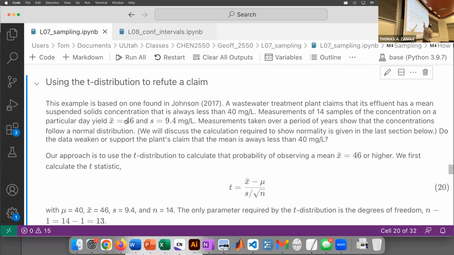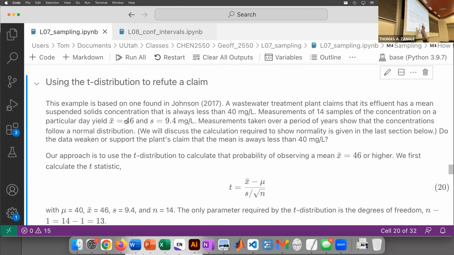I mean, from the outset, you might say it doesn't seem likely, right? Kind of intuitively, it seems like it's not likely that the actual average of the suspended solids concentration is less than 40 milligrams per liter, right? Because we measured 46 milligrams per liter, right? So it seems like the actual mean is probably greater than 40 milligrams per liter. But what we're doing here is we're using the t distribution in order to put that to the test, like put an actual number on that.